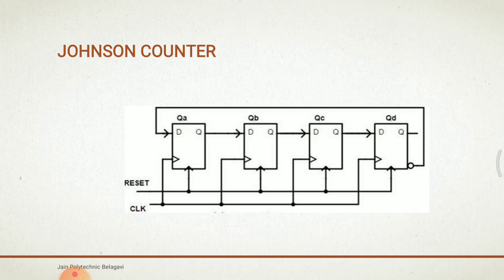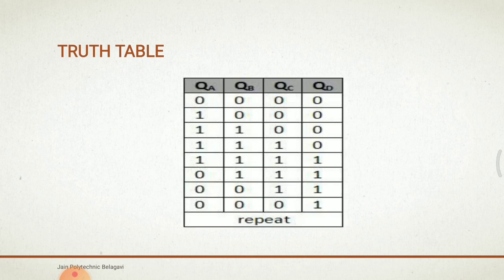You can observe the truth table. Initially 0 0 0 0, and you are going to provide 1, so you will get 1. That is going to right shift, and the previous value should be 1, because you are taking the inverted output. The inverted output of the last flip-flop is fed back to the first flip-flop, so you will get 1 here.